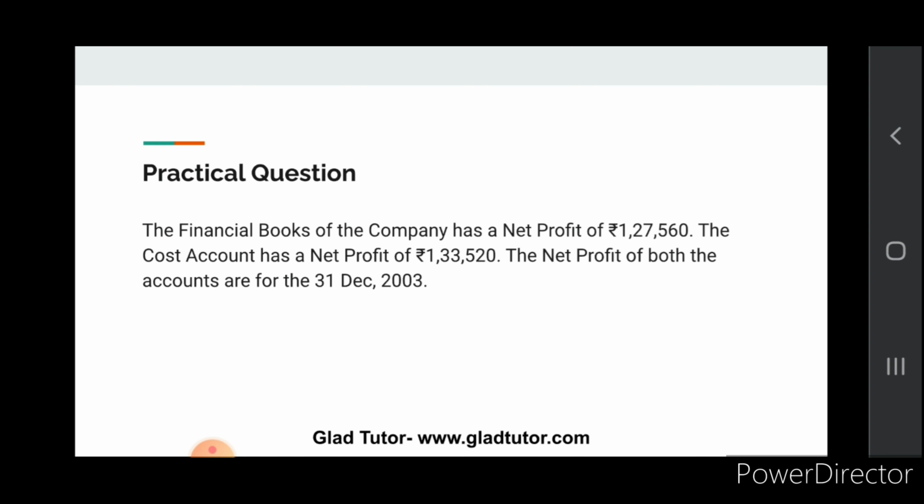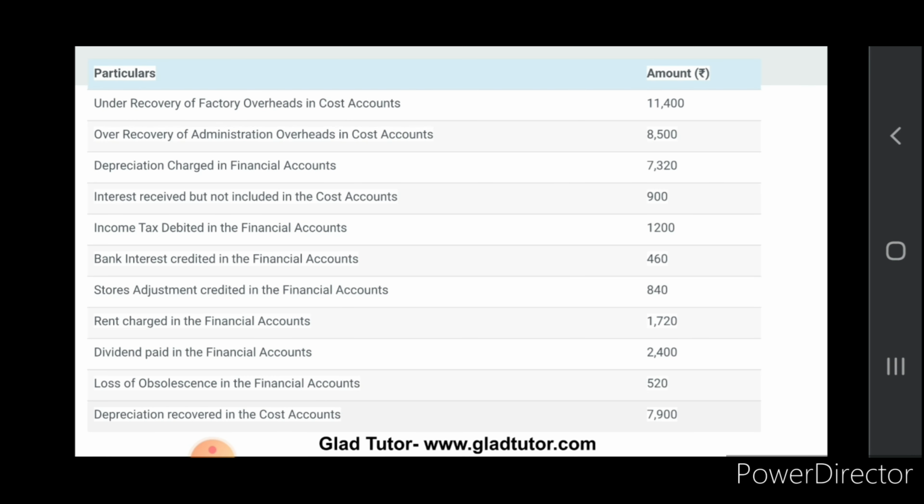We have one practical question in which the financial books of the company show a net profit of 1,27,560 rupees, and the cost account shows a net profit of 1,33,520. As you can see, both the accounts are not equal, so we have to reconcile both the accounts. The net profit of both the accounts is for the year ending 31st December 2003. So this is the question. We have got under recovery of factory overheads in the cost account.